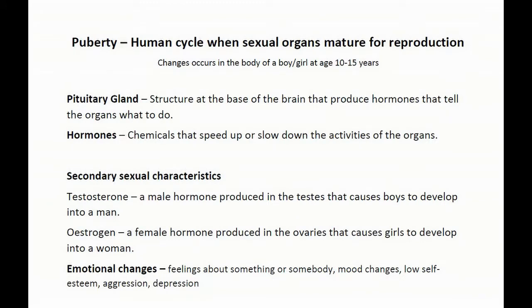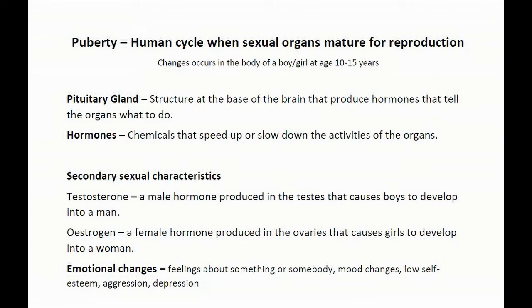So for the production of these gametes, the sperm and the egg, there needs to be a process that happens in a boy child or in a girl child. It is puberty. This is a stage wherein a human being starts to mature sexual organs for reproduction. So when a boy or a girl is at an age of 10 to 15 years, they create mini sexual organs that are ready for reproduction.